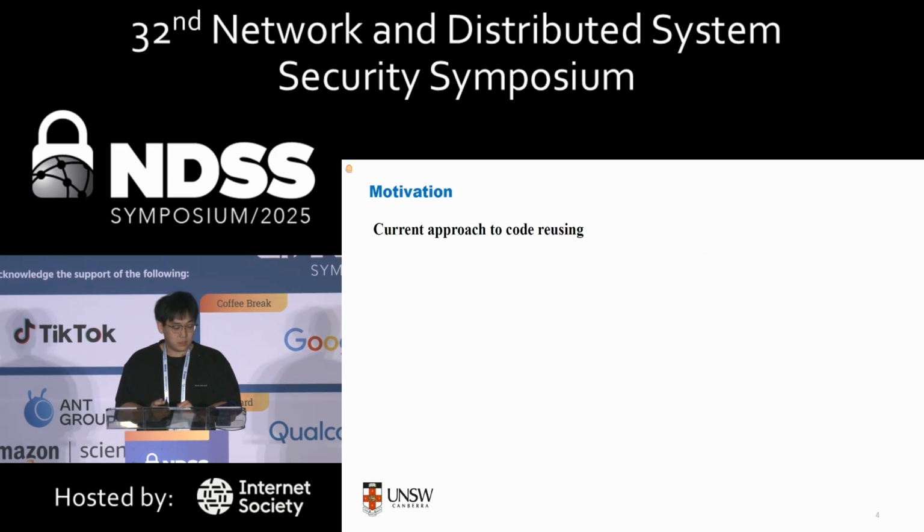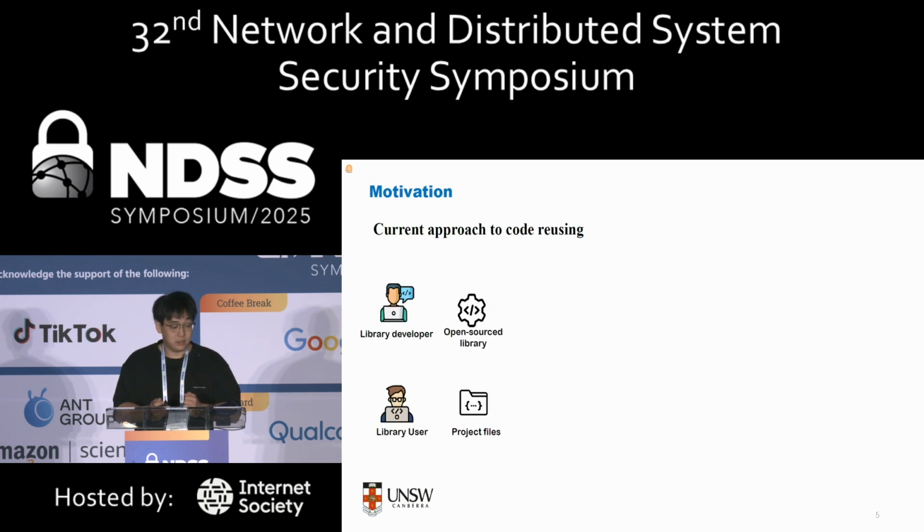So nowadays, we can see that most software has many different functionalities, and it makes it very complicated for developers to maintain and update the software. So many developers will choose to use code reuse for their software builds. And the current approach for code reuse might look like this.